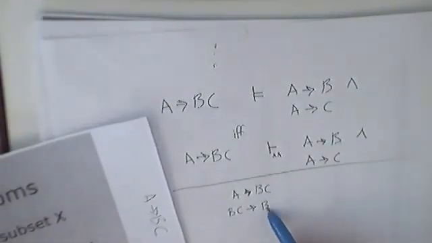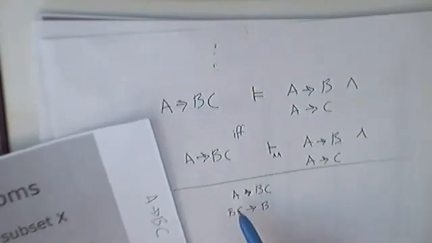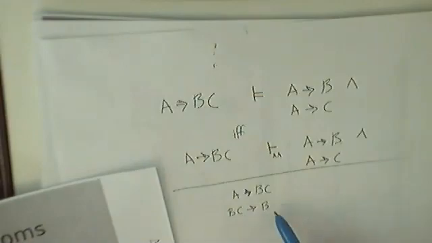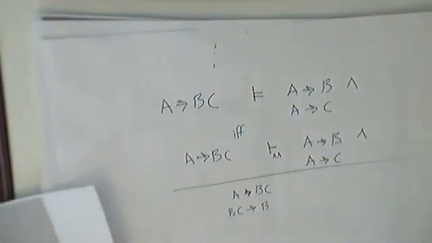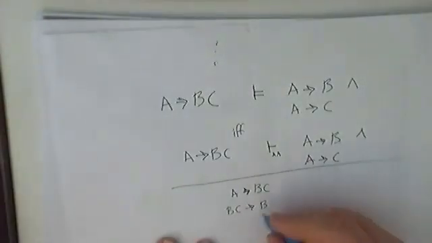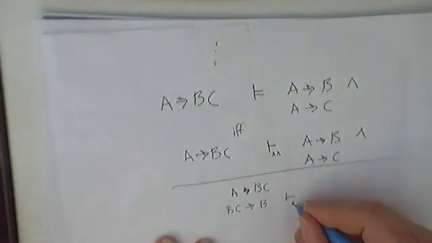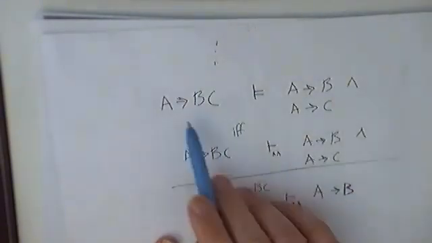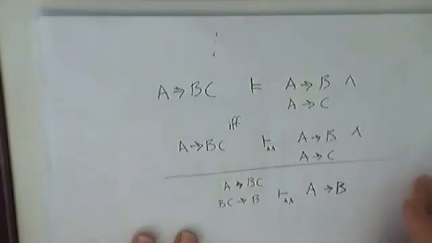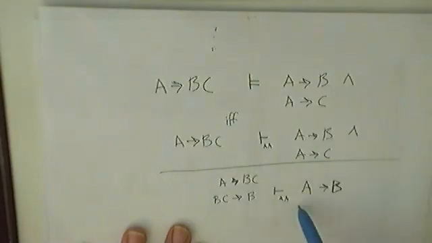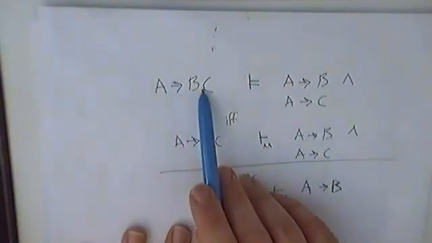BC goes to B. So therefore, this is coming from Armstrong's axioms, right? We have A goes to BC, that's just given. And we have BC goes to B, and therefore, using transitivity, we get A goes to B. Right? Okay, so because of this, we rely on the soundness and completeness of Armstrong's axioms.